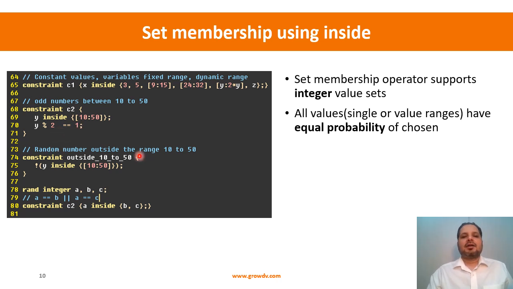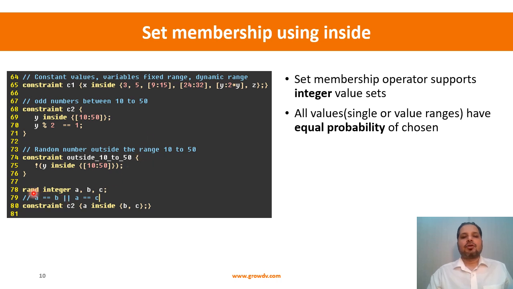If I want to generate random numbers outside the range of 10 to 50, you can just use logical negation. You say y inside the range and then you negate it. When you do that, it will generate random numbers which are outside this particular range.